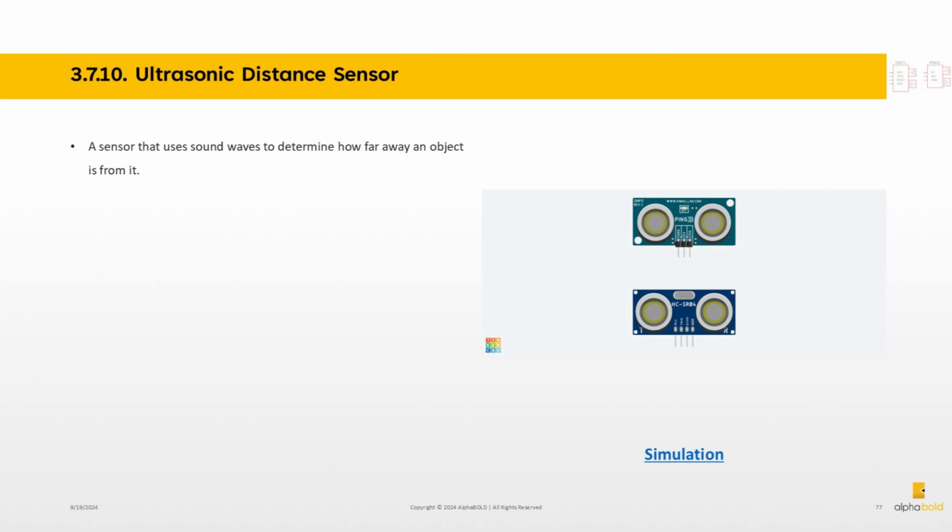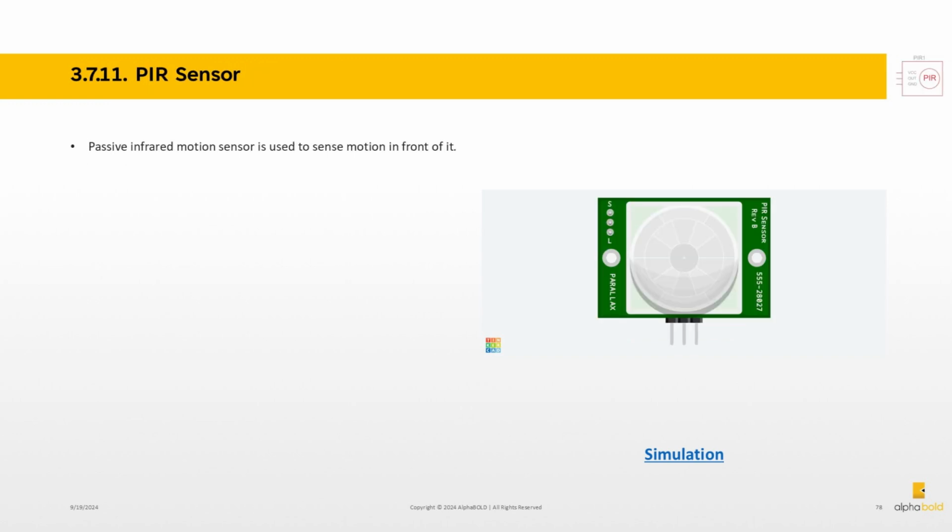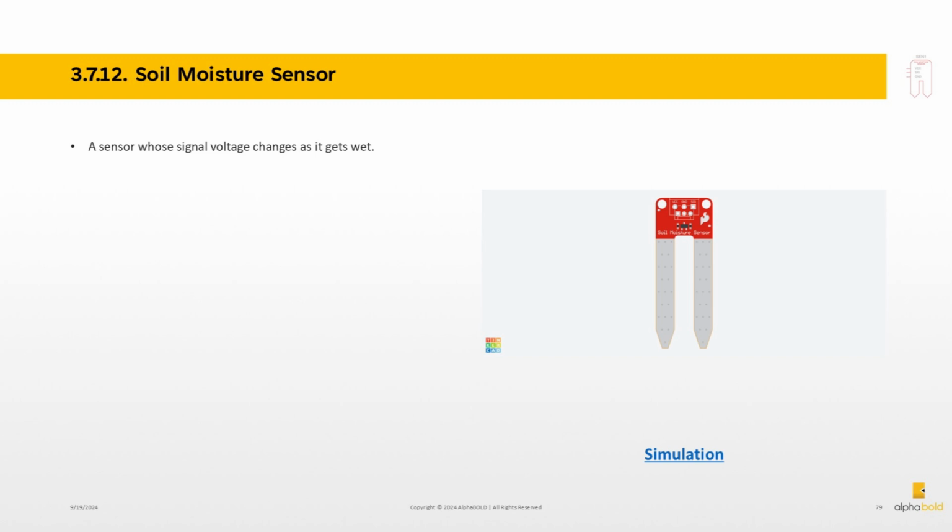Ultrasonic distance sensor uses sound waves to determine how far away an object is from it. Passive infrared motion sensor is used to sense motion in front of it. Soil moisture sensor, a sensor whose signal voltage changes as it gets wet.